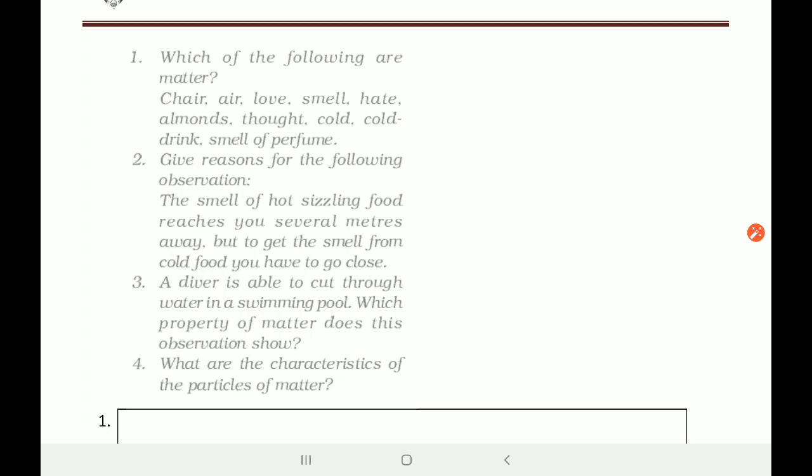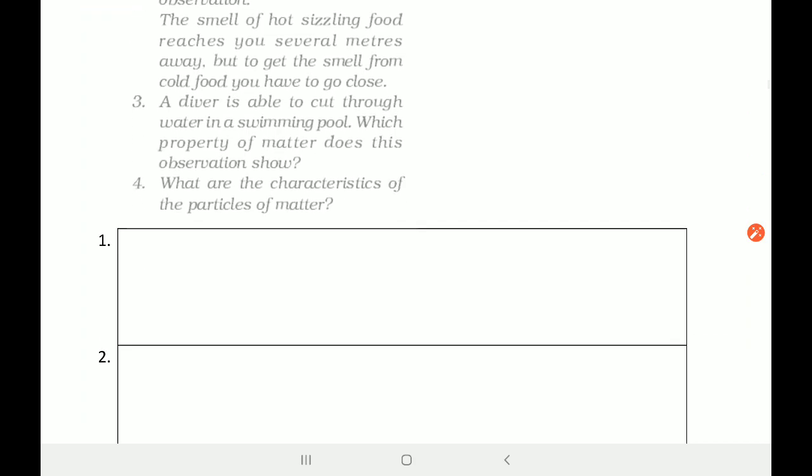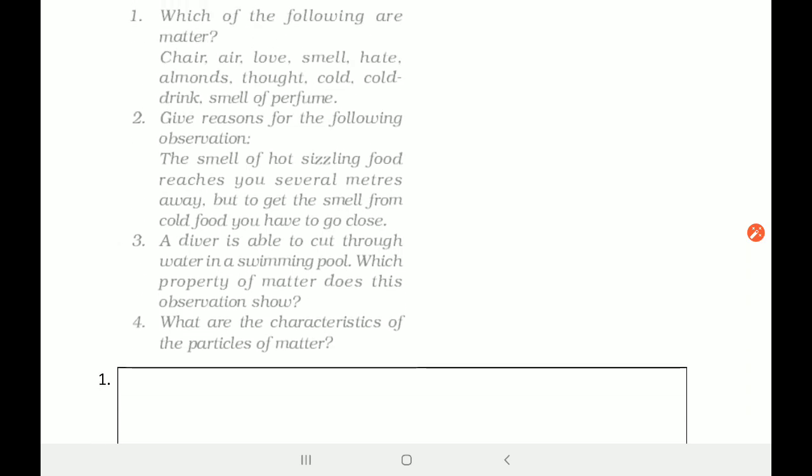A diver is able to cut through the water in the swimming pool. Which property of matter does this observation show? Water is made up of particles, that itself is enough here. That's the reason a diver can easily separate the water particles and cut through the water and quickly enter the pool. So the observation here shows that matter is made up of particles. What are the characteristics of particles of matter? You have all those characteristics listed above in the beginning itself, so you can easily write that. So you can write these four answers properly and send them to me.